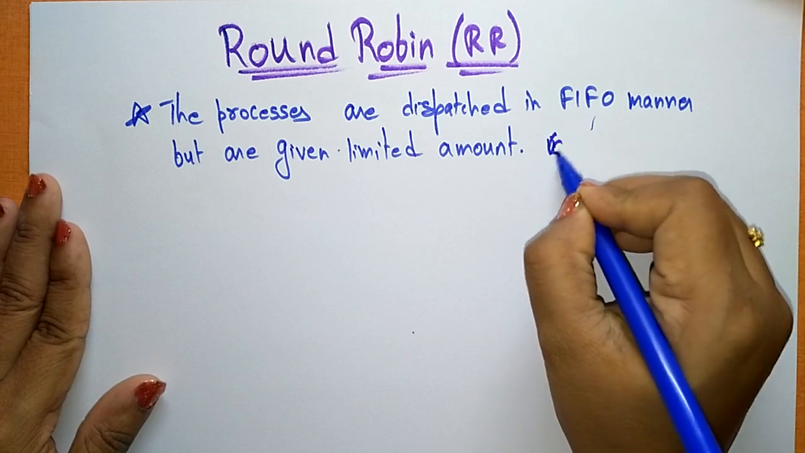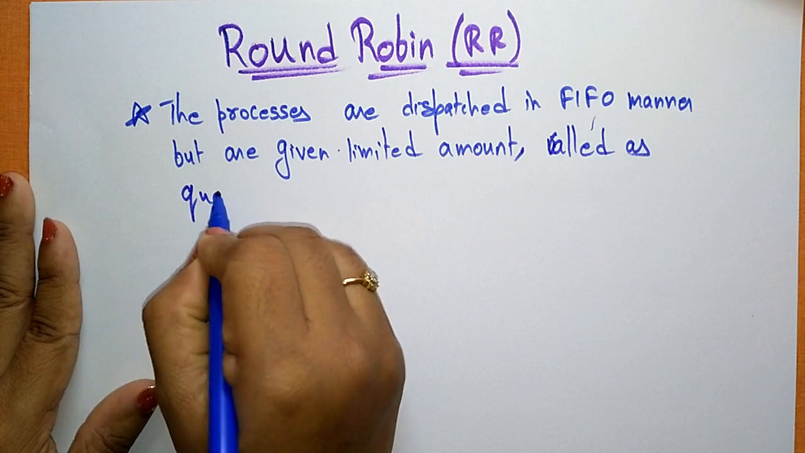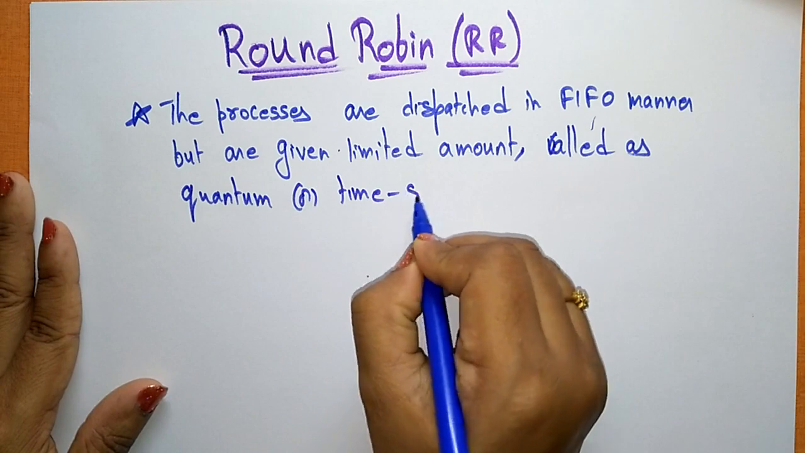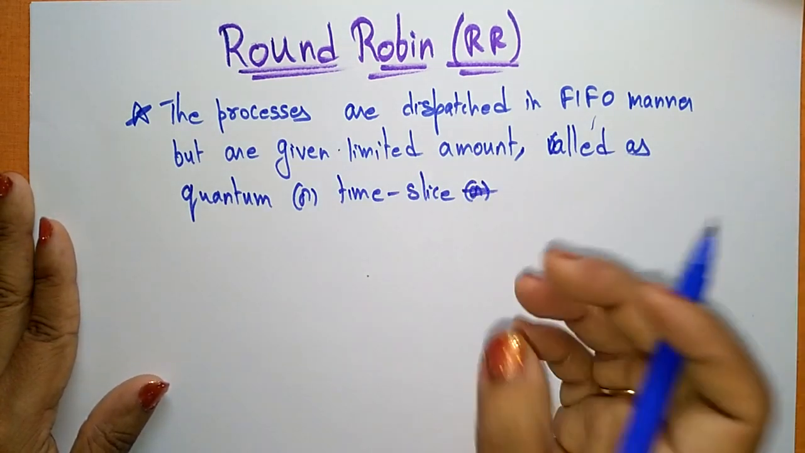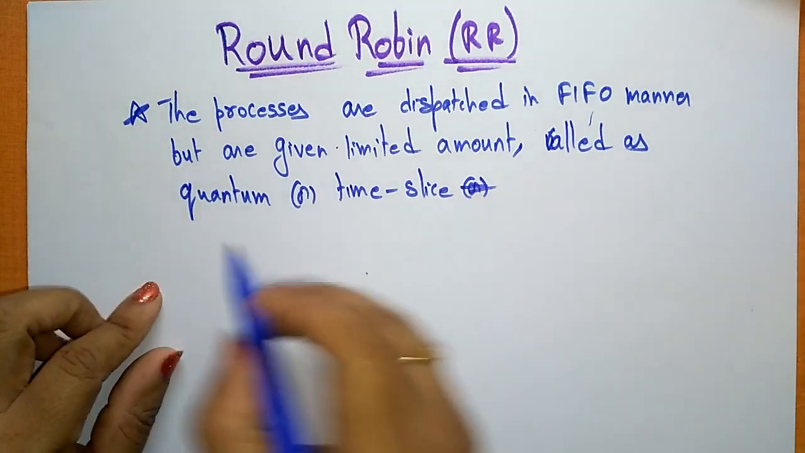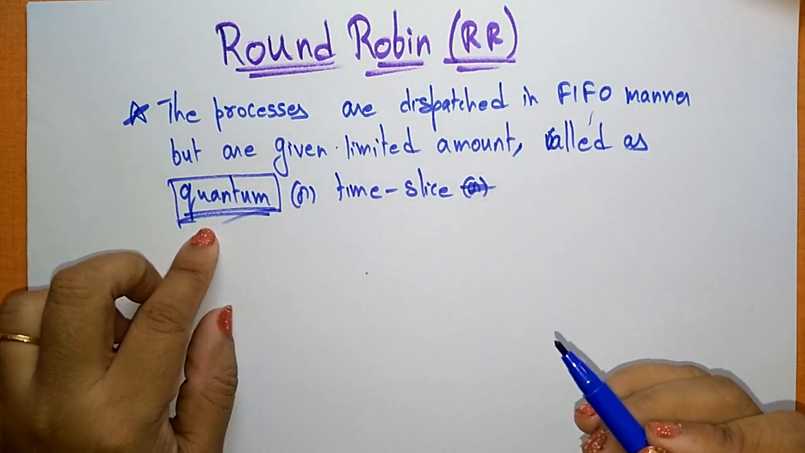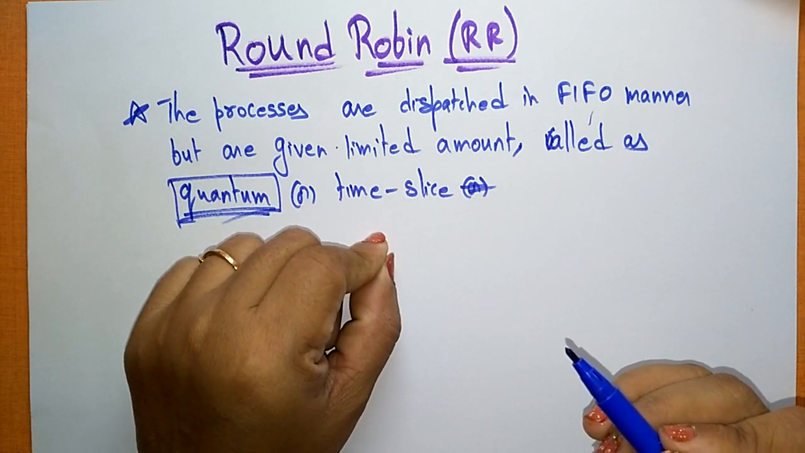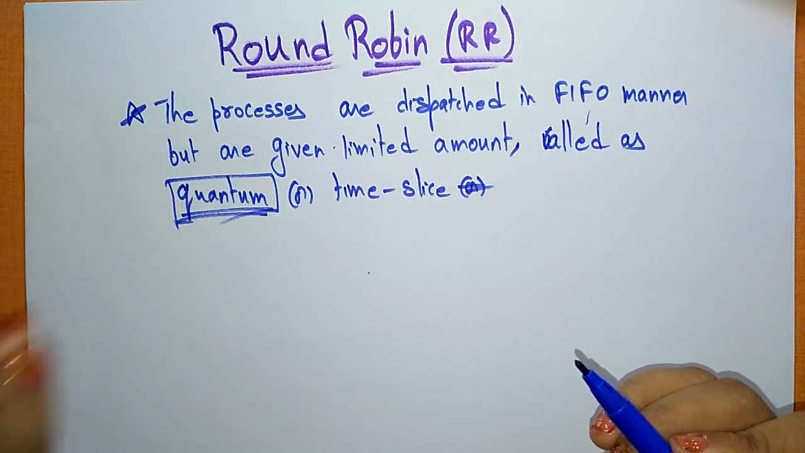that you call a quantum time, or time slice of CPU, or you can call it a fixed time. So the time that is assigned to each process, you call it a quantum. Just remember that name. The quantum is a fixed time allotted to each process to execute on the CPU. That process has to stay in the CPU for that quantum.